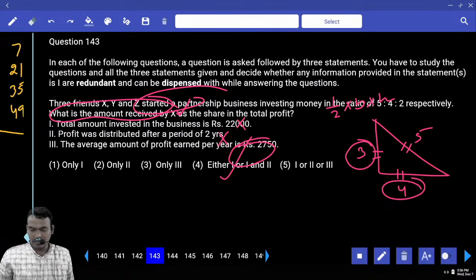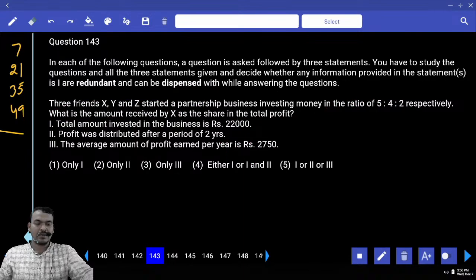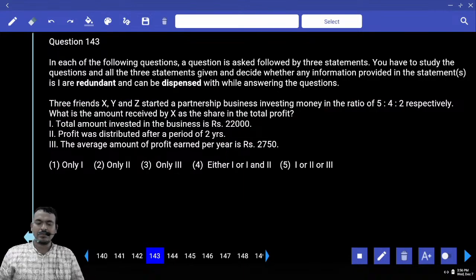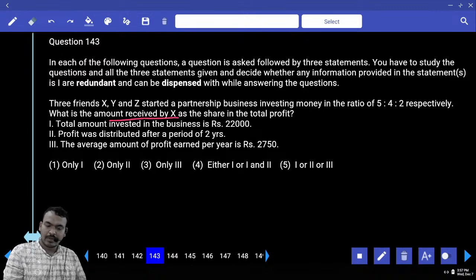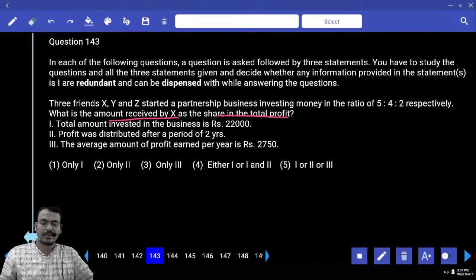The fourth one. Next, question 143. 3 friends X, Y, Z started a business investing money in the ratio of 5:4:2. What is the amount received by X in the total profit? We require X's profit out of the total profit, right? What is the first statement? The total amount invested. Second statement, profit was distributed after a period of 2 years. Third one, the average amount of profit earned per year is 2750.